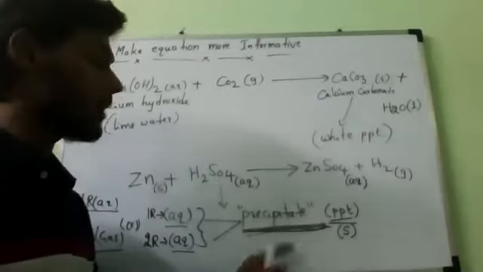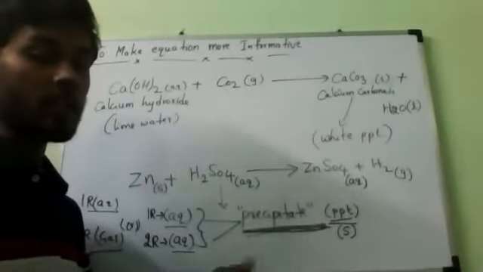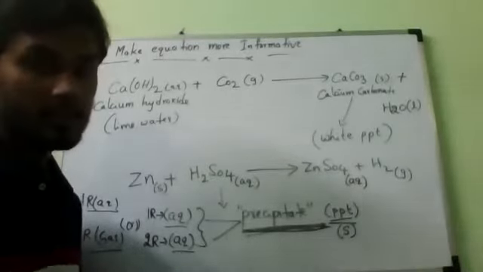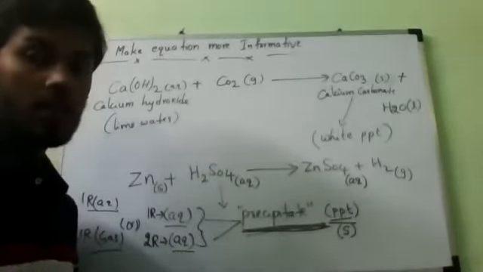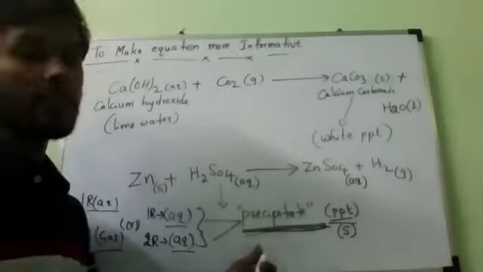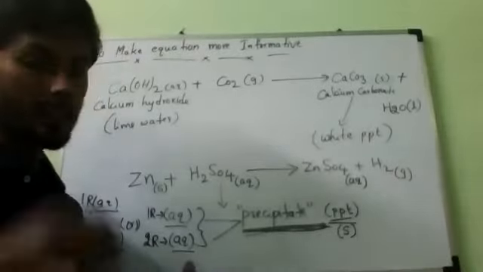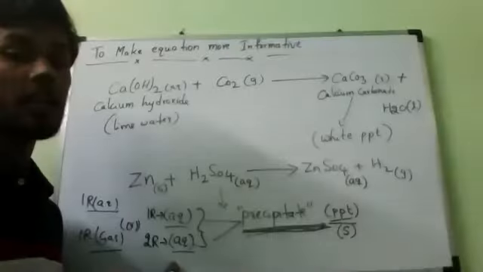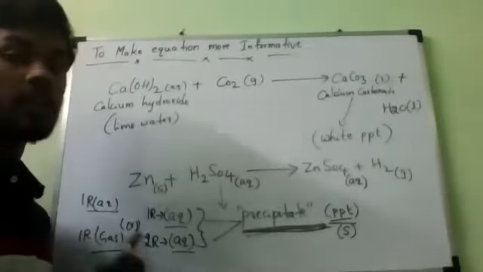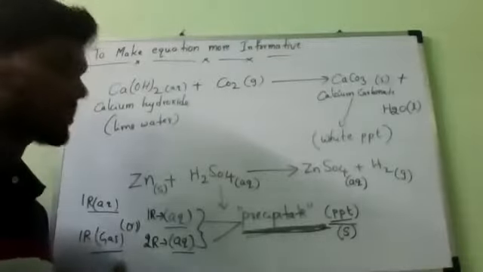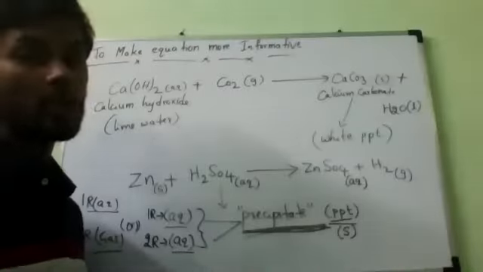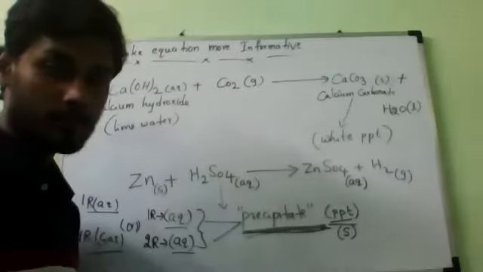If you want to form a precipitation reaction, what is the state of the reactants? Both the reactants should be aqueous, or one must be in aqueous state and the other in gaseous state. Is it okay? Yes, sir. So now I have taught the examples. You finish it. That's all.